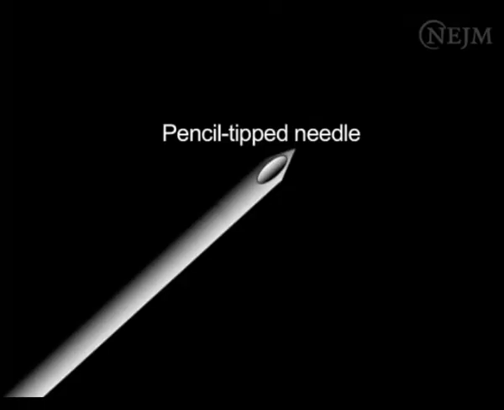Either use a pencil-tipped needle or assure that the bevel of the needle is in the sagittal plane so as to spread rather than cut the fibers of the dural sac. These fibers run parallel to the spinal axis. The use of this needle position should theoretically decrease the leakage of cerebrospinal fluid.